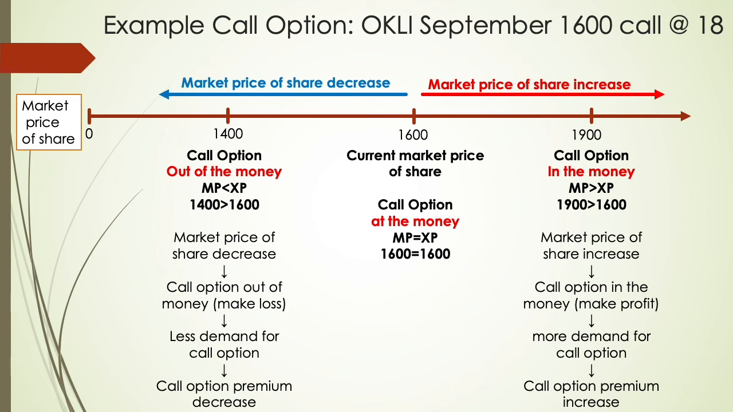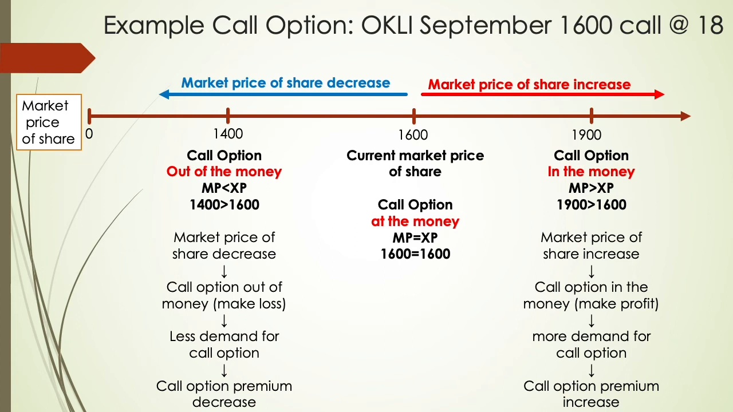Okay, now, let's say first we focus on the market price of share decreasing. Let's say the market price of share drops to 1,400. That means the call option is out of the money. Out of the money means if you have this contract, you will get a loss. So because the market price of share decreased, the call option is out of the money, which means it makes a loss.